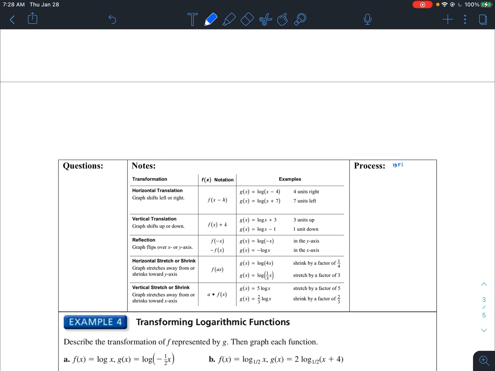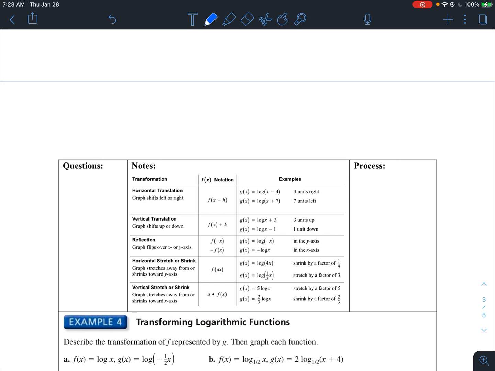So in the first part we talked about exponential functions and their transformations, and this time we're talking about logarithmic functions and their transformations. So before we talk about the transformations, let's go over and make sure we understand what the behavior of a logarithmic function looks like.